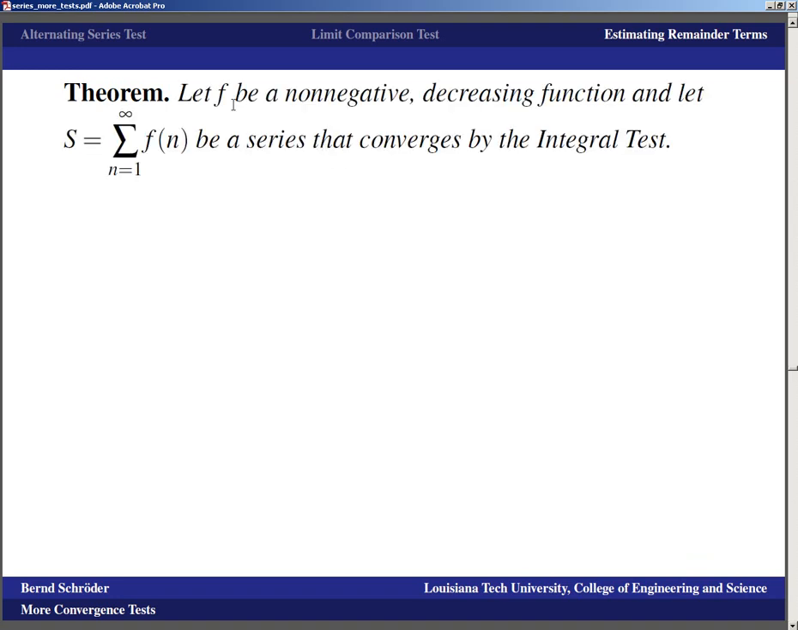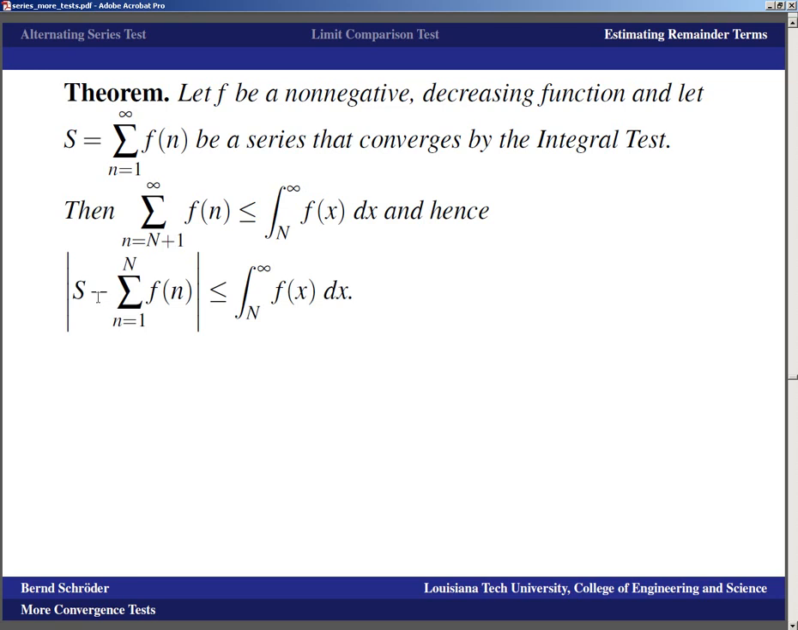And so if we have a non-negative decreasing function f, and s is a series sum n equals 1 to infinity of f of n that converges because of the integral test, then the sum n equals N plus 1 to infinity of f of n is less than or equal to the integral from N to infinity of f of x dx. That means that the difference between the value of the series and its capital N-th partial sum is less than or equal to this integral, and this integral may be something that we can estimate or compute.